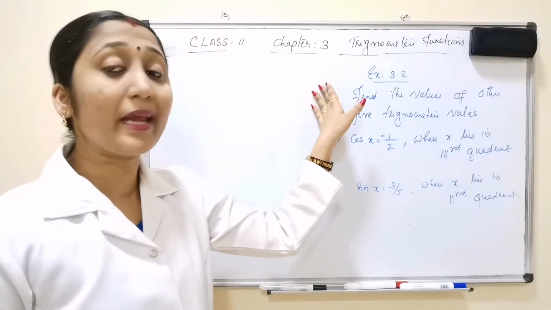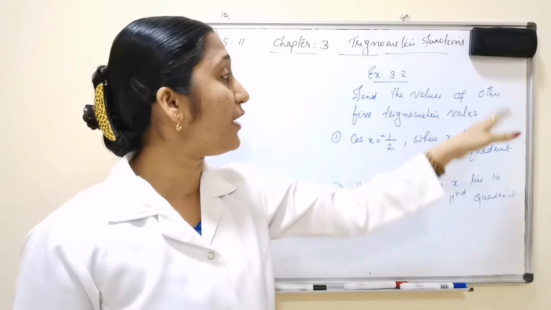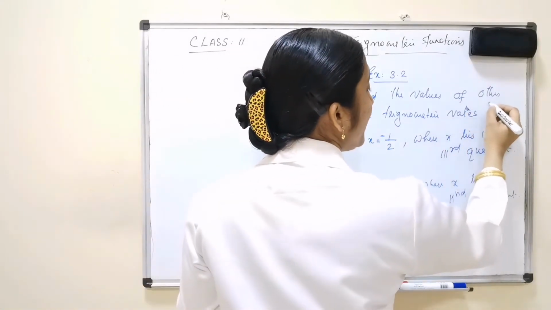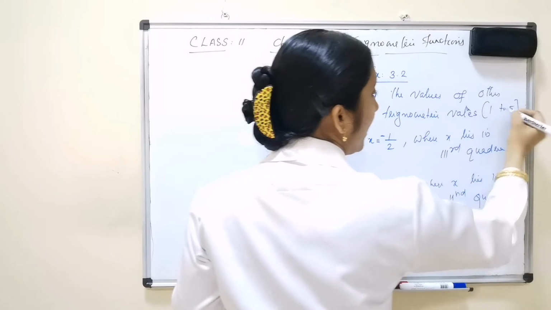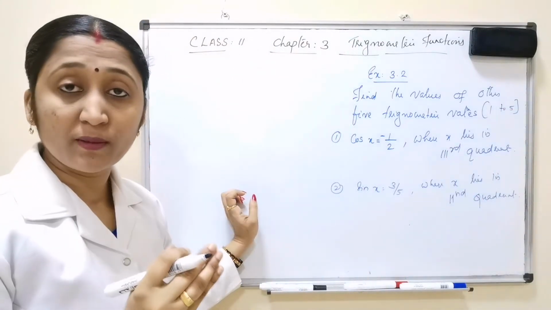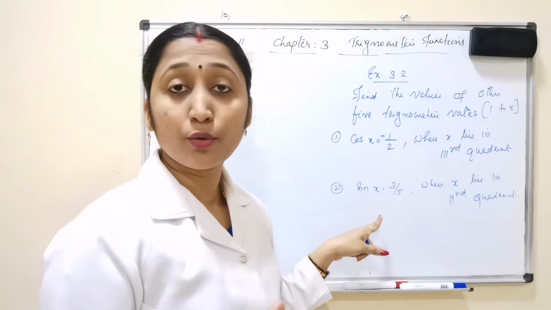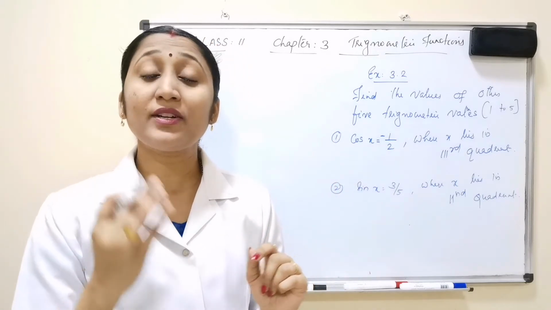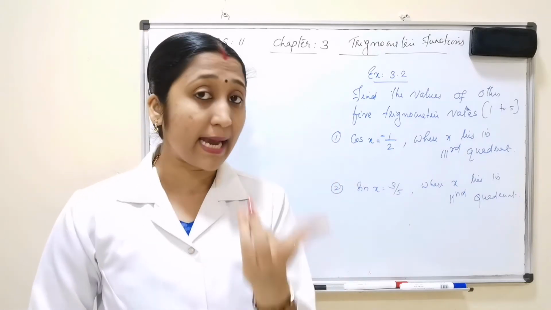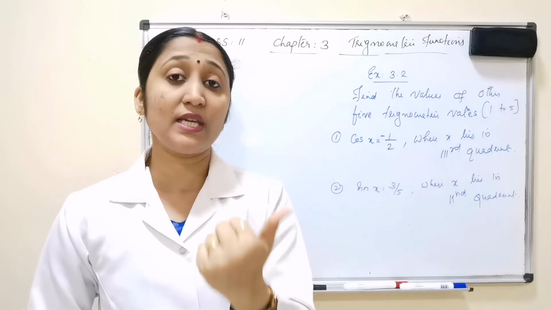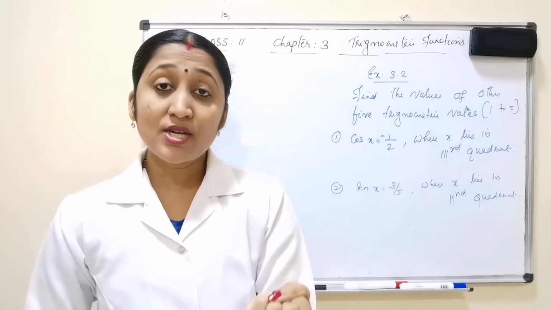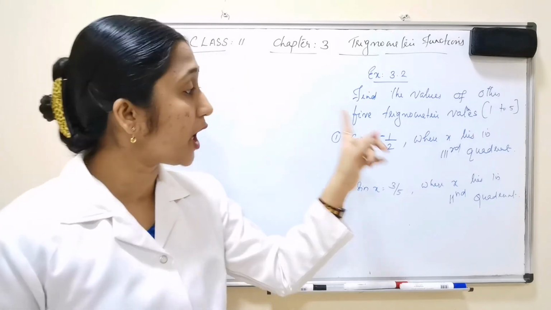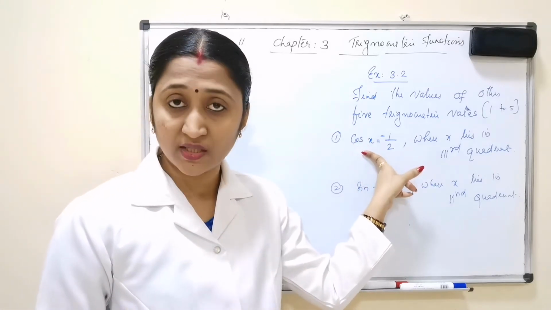Here is exercise 3.2: find the values of the other 5 trigonometric functions. There are 1 to 5 problems, and I have written only 2 problems here. We want to find the other 5 trigonometric functions, that is sine, cos, tan, cosec, sec and cot. These are the 6 trigonometric functions, and here only 1 trigonometric function is given.